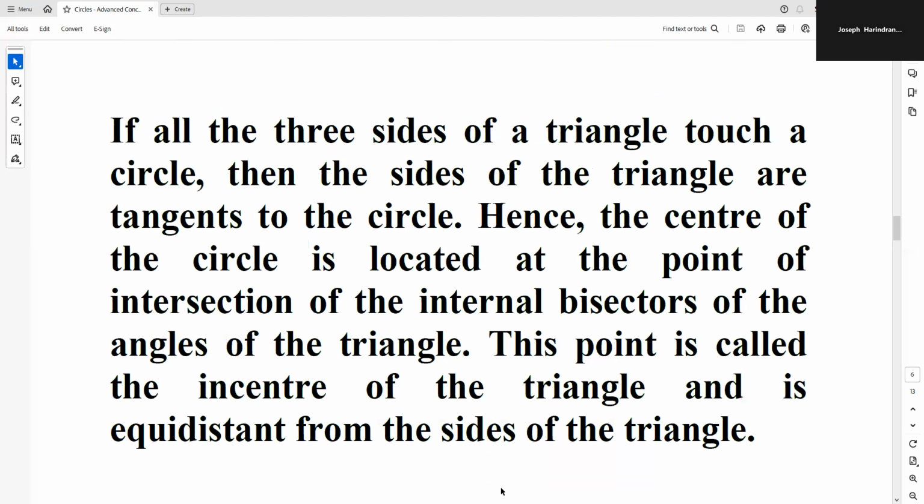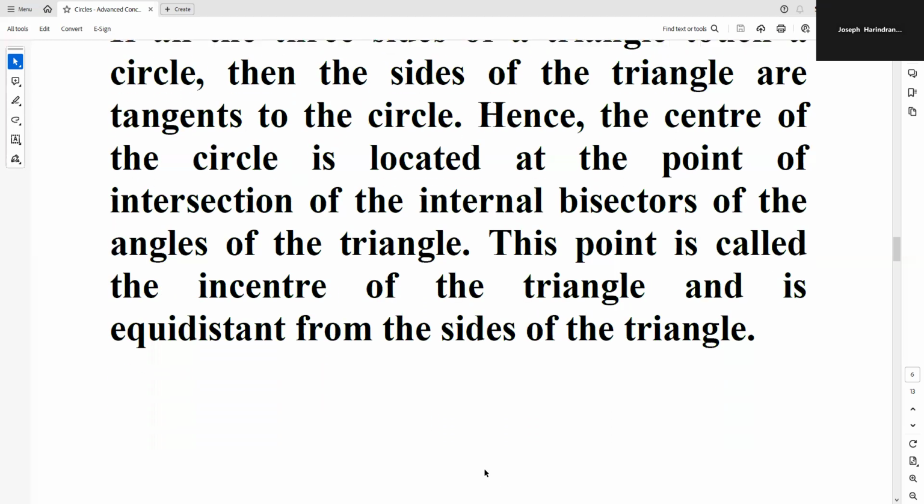If all the three sides of a triangle touch the circle, then the sides of the triangle are tangents to the circle. Hence, the center of the circle is located at the point of intersection of the internal bisectors of the angles of a triangle. This point is called the incenter of the triangle and is equidistant from the sides of the triangle. Then only you can draw the circle touching the three sides of the triangle.